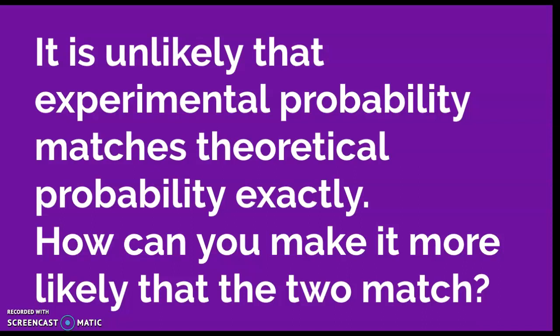So as we are doing an experiment, if we do the experiment 20 times, our experimental probability might be close to our theoretical probability, but it might not. But if we do the experiment more times, maybe 50 times or 100 times, as we repeat the experiment more, it becomes more closely resembling the theoretical probability.